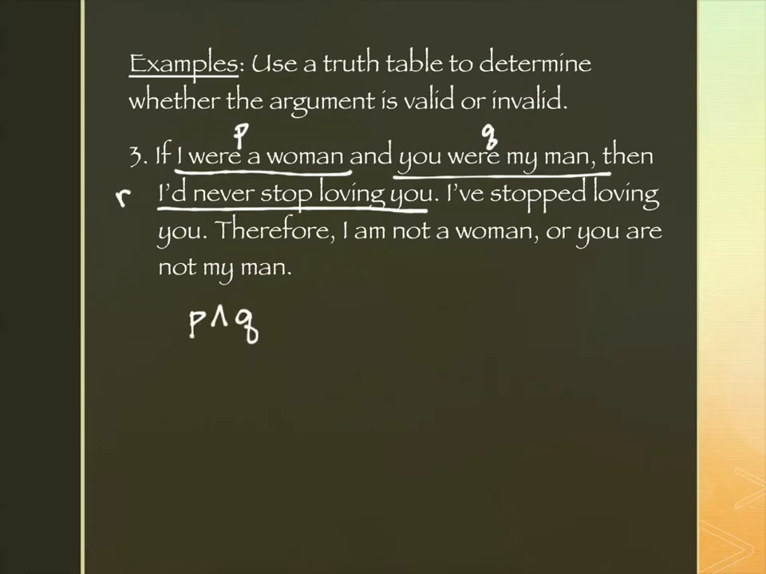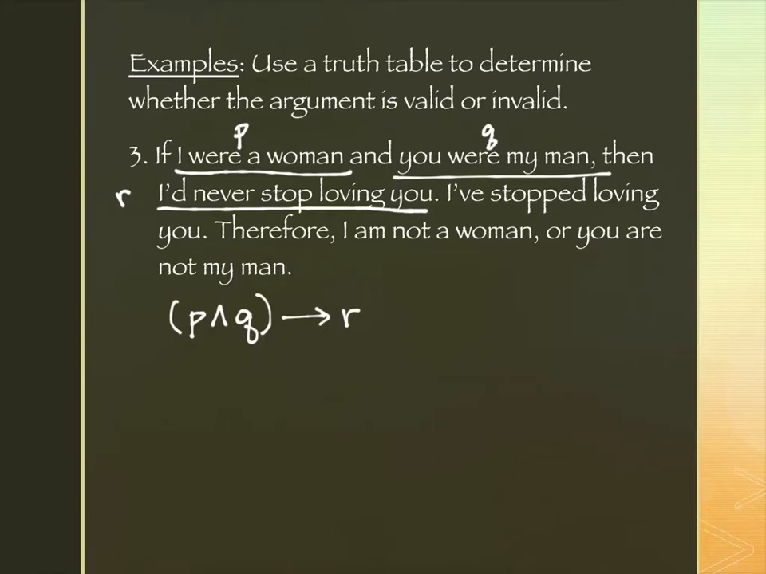Right. P and Q. I know there's an if in front of it. I haven't gotten to that yet. But the and part connects the P and the Q like this, right? But it says that that is the if part of something that follows. And what follows? I'd never stop loving you, which is R. So this is my first sentence in symbolic form. P and Q joined together implies R.